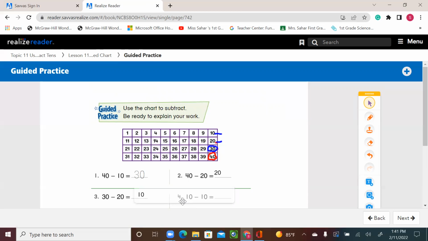Number 4, 10 take away 10. So easy. I'm going to use a different color, and I'm going to land on 10. Take away 10 means 1 row, so take away this row, landed on, very good, 0. That's a bit tricky. So 10 take away 10 equals 0. So this is how we subtract using a 100 chart, right?